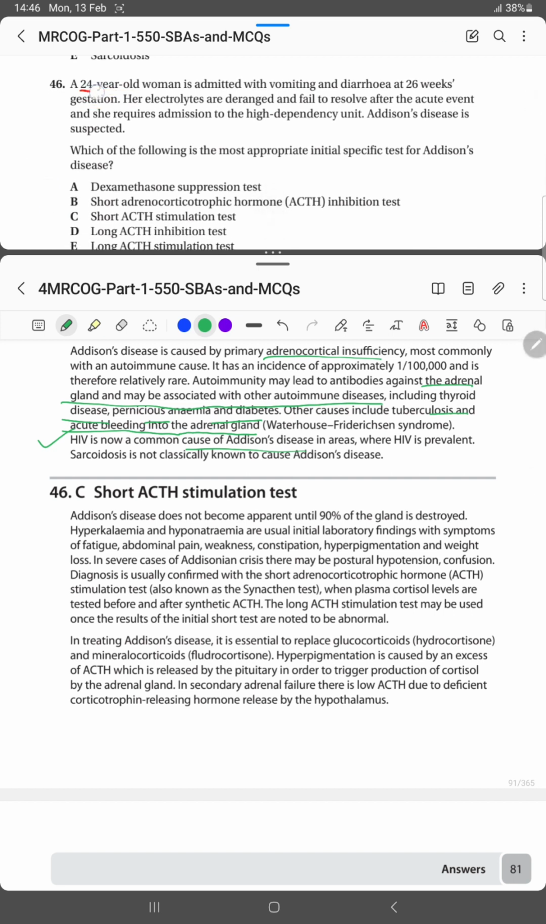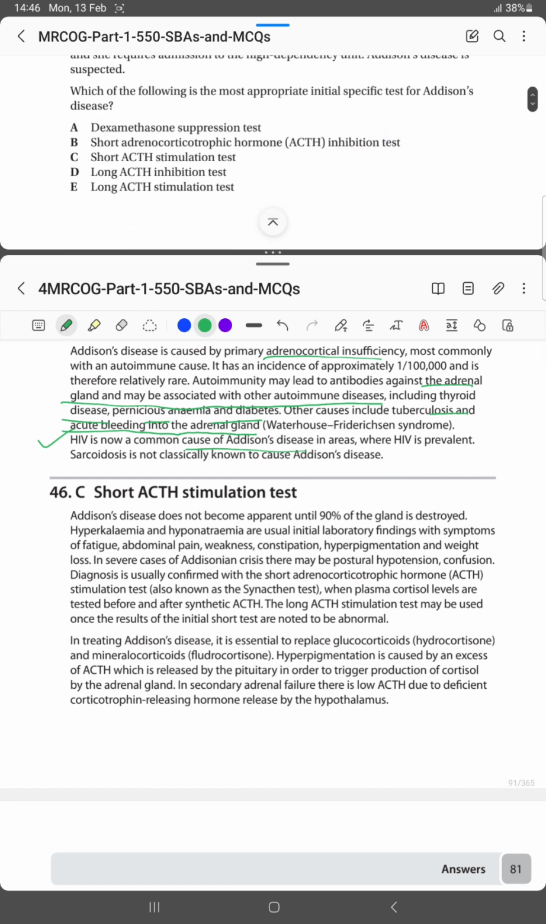A 24-year-old woman is admitted with vomiting and diarrhea at 26 weeks gestation. Her electrolytes are deranged and fail to resolve after the acute event, and she requires admission to the high dependency unit. Addison's disease is suspected. Which of the following is the most appropriate initial specific test for Addison's disease? The initial test is the short ACTH stimulation test.